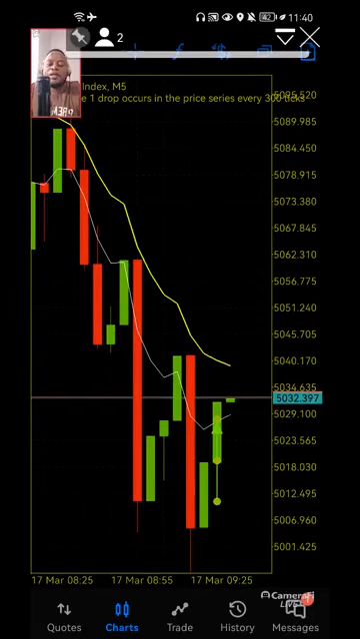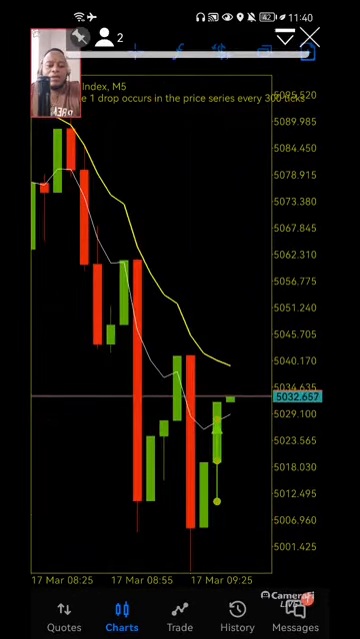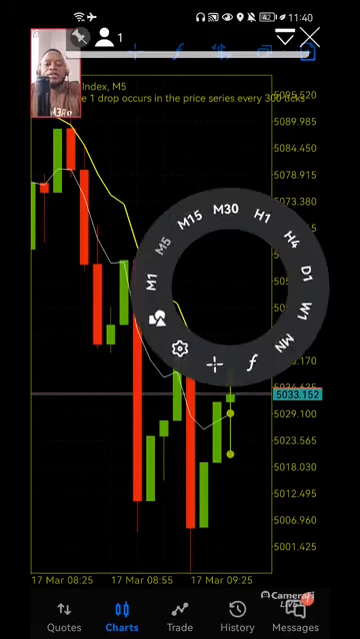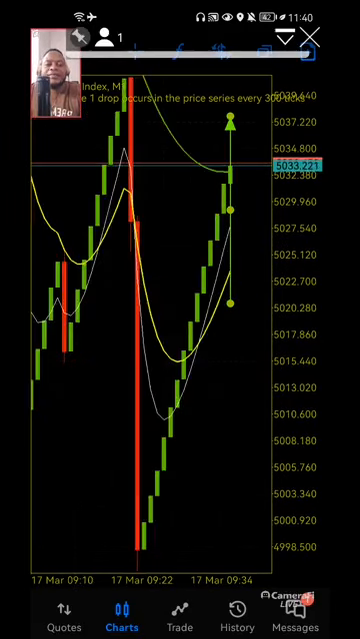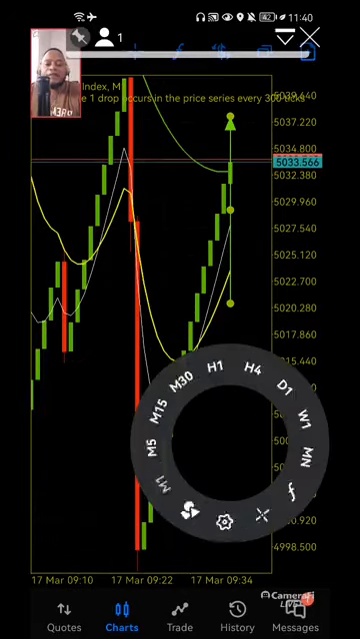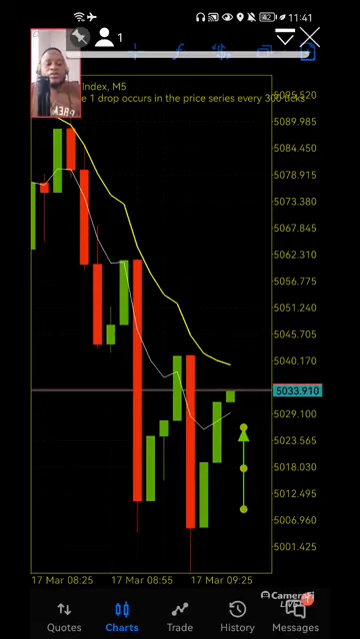As you can see, this is our M5, Crash 300 M5. You can see that it is respecting the yellow line. It hasn't passed the yellow line. When you go to our M1, you'll find out that we are at the green line, which we also say we should not pass with five candlesticks. If you check on M5, we are not yet past the yellow line, which is a quite good time to wait if you are using a small lot.